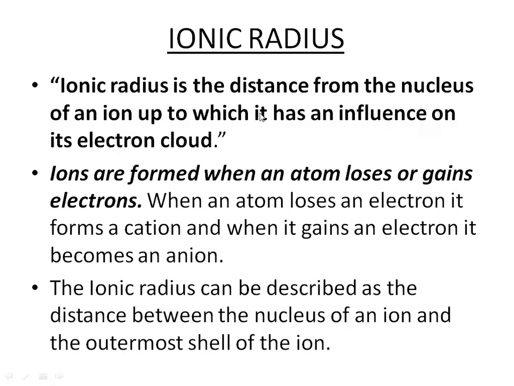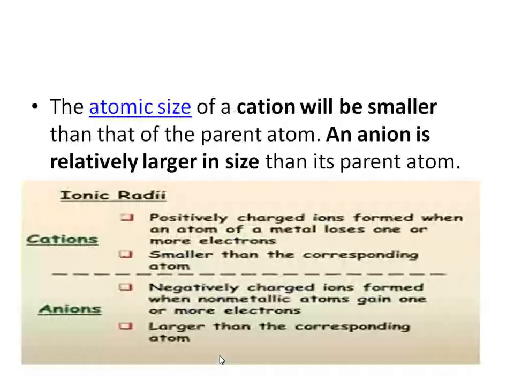The confusion with this easy definition is that the distance from the nucleus of an ion to the outermost shell of an ion is the ionic radius. I am not going to consider Na alone, that is the atomic size. Na plus, Cl minus, F minus, these are the ionic radius, where there is a gain or loss of electrons. The distance from the nucleus to the outermost shell of an ion, that distance we call the ionic radius. So the atomic size of a cation will be smaller.